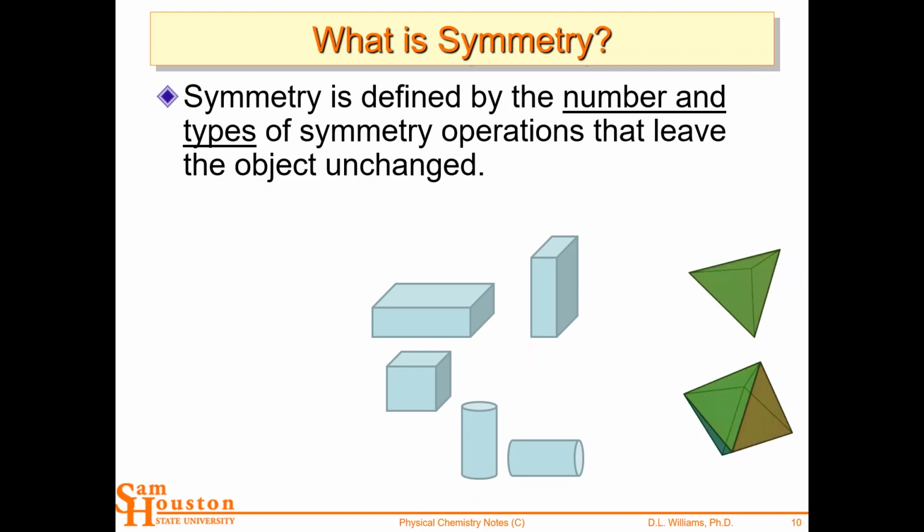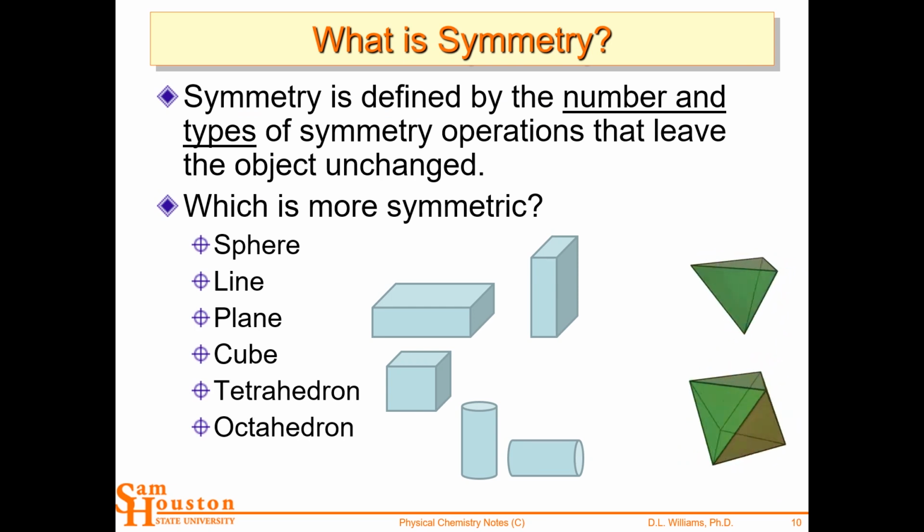Let's just look at the symmetries of these different species. So which one of these, by this definition, is more symmetric? I asked this in class, and I was really pleased. A few people immediately said the sphere is the most symmetric, and that's true because it has the highest number and the highest types of symmetry operations that leave that sphere unchanged.